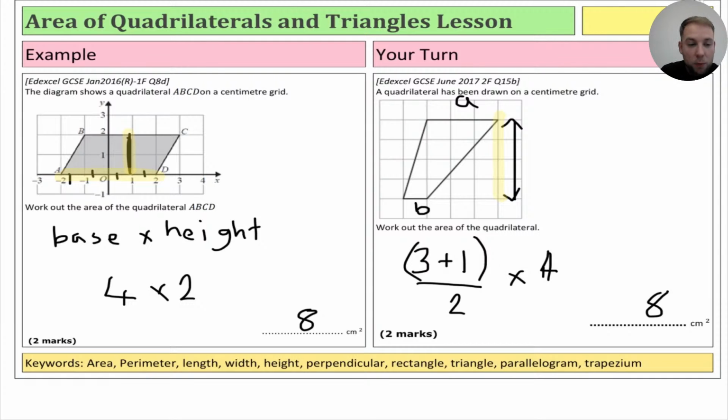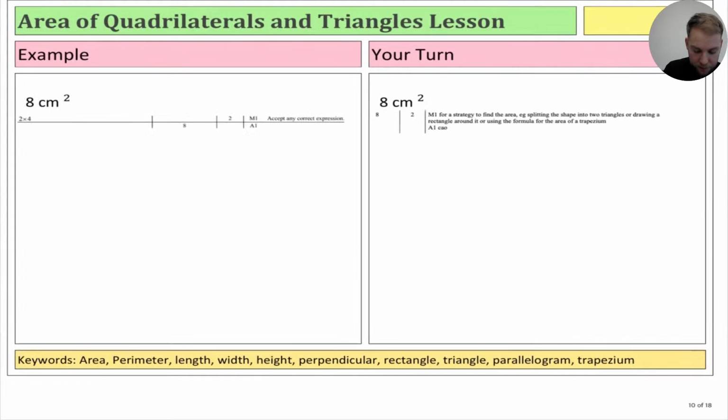So the difference with this, I'm going to give you some of these to do on Dr. Frost in a bit, or I'm going to set you some of these in a second. The only difference is that it's on a graph or squared paper, and you've got to count the sides on it to work out the area. That's the only difference. And obviously the hard part is that you've got to recognise which one's which.